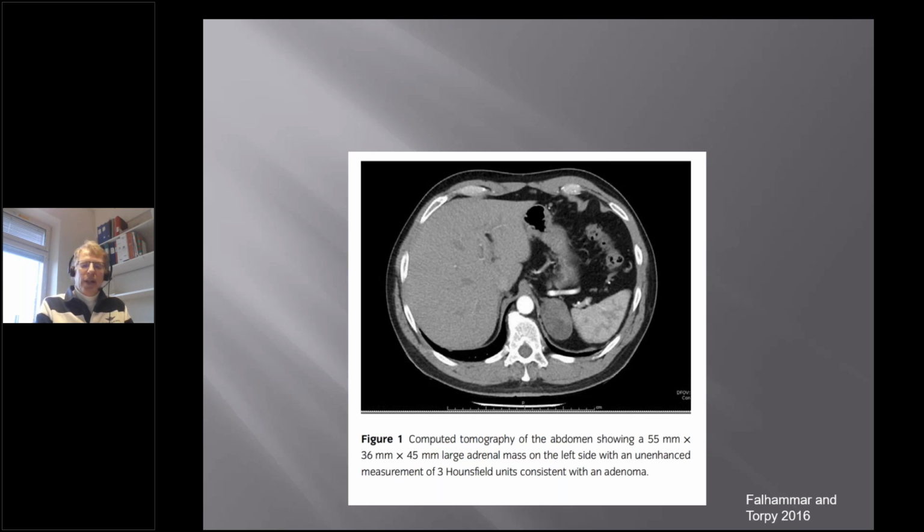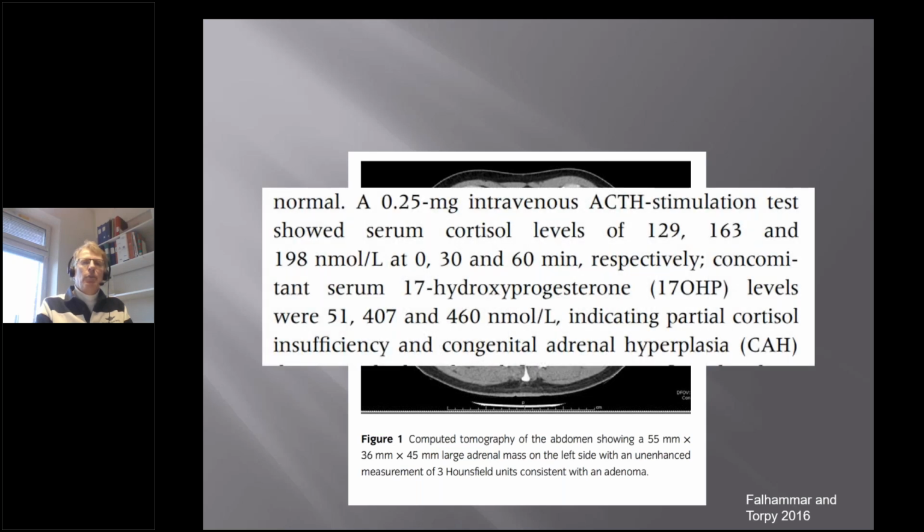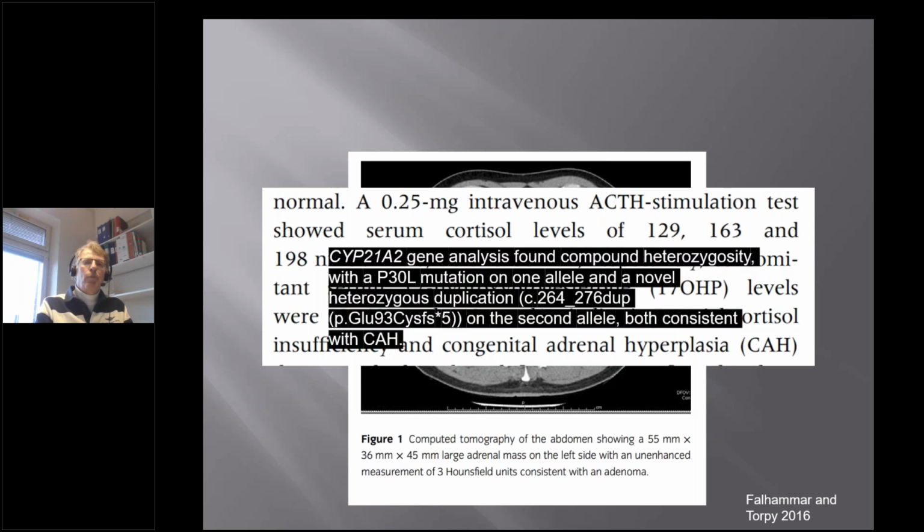Because he was of Greek heritage, I thought, well, could it be a non-classic CAH? He had already a few children and had no acne problems and no fertility problems either. But I did an ACTH stimulation test, which to my surprise showed partial cortisol insufficiency. He only increased serum cortisol to 198, and the 17-OHP was increased up to 460, which is very high. So it looked like he had a congenital adrenal hyperplasia, and the gene analysis showed this P30L variant. So he was diagnosed with non-classic CAH. Unfortunately, he was lost to follow-up.